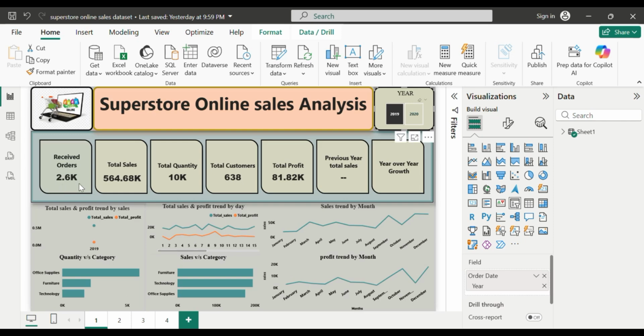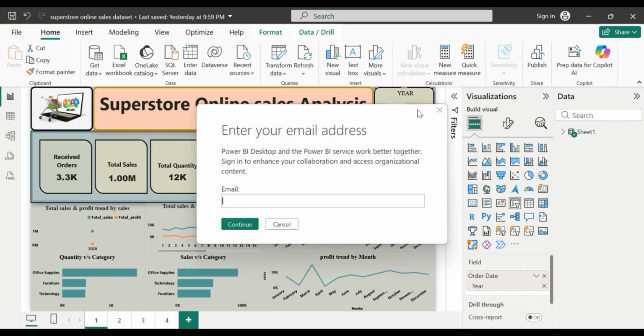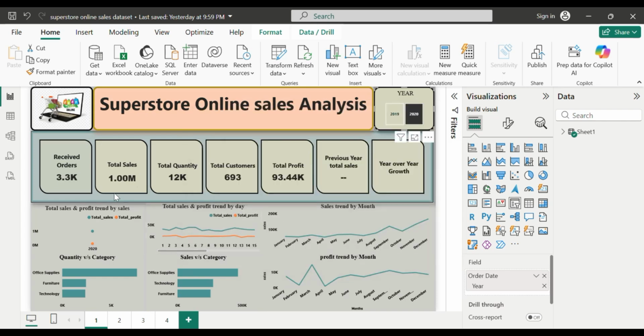For 2019, total orders received are 2.6k, and total sales are 564k. I change it to 2020. Just see.